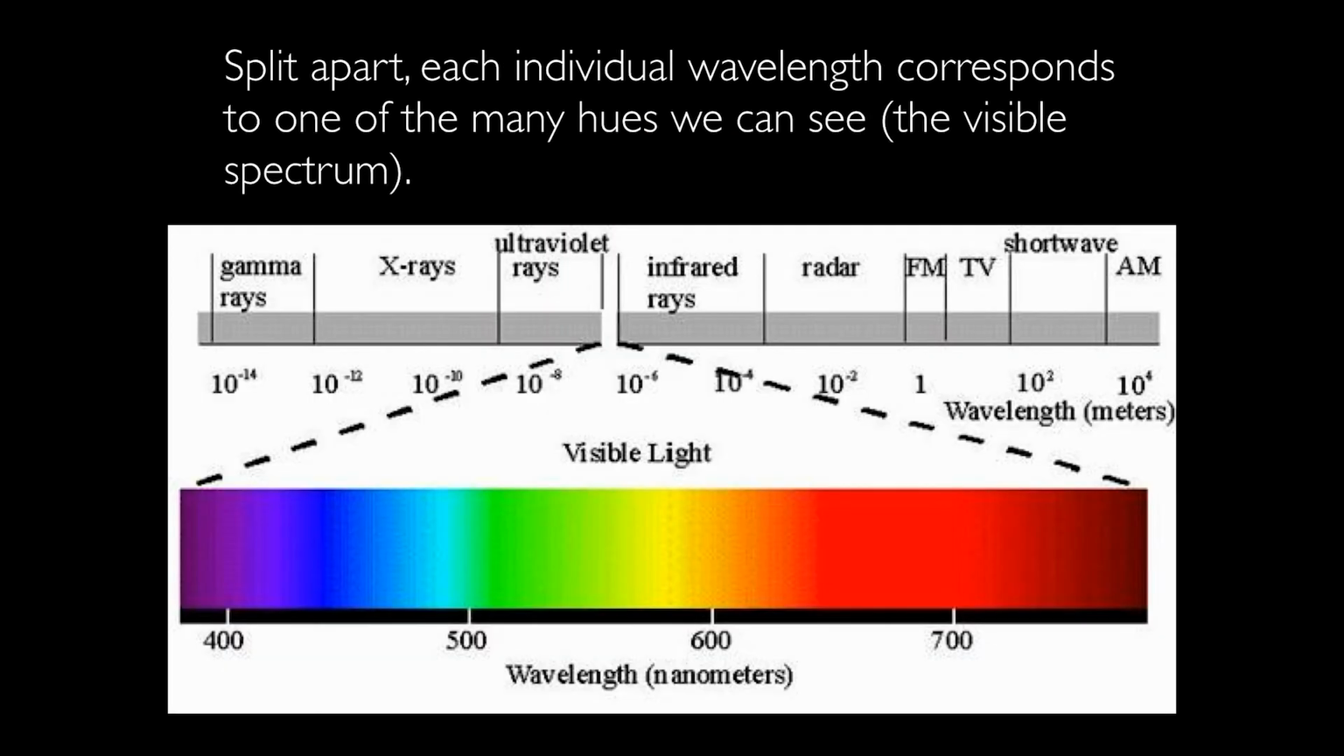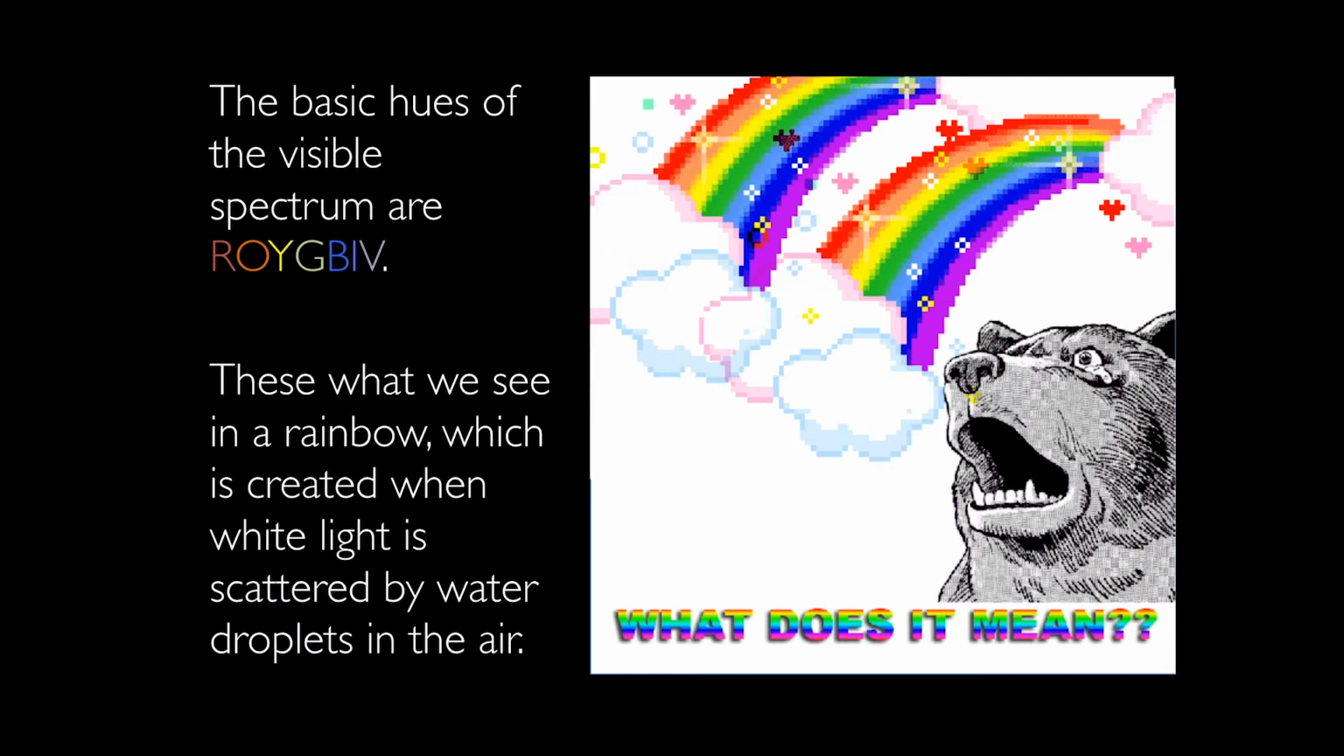But if you split that light apart, split the white light into individual wavelengths, each one of those wavelengths corresponds to one of the many hues that we can see. We call this the visible spectrum. The basic hues of the visible spectrum are typically remembered by an acronym known as Roy G. Biv. This means red, orange, yellow, green, blue, indigo, and violet.